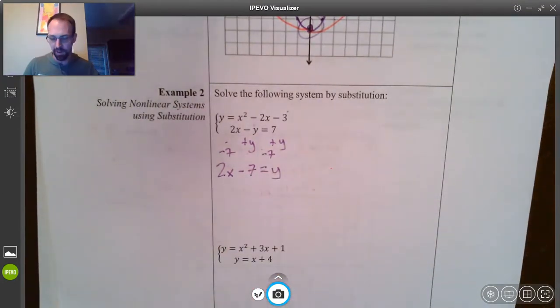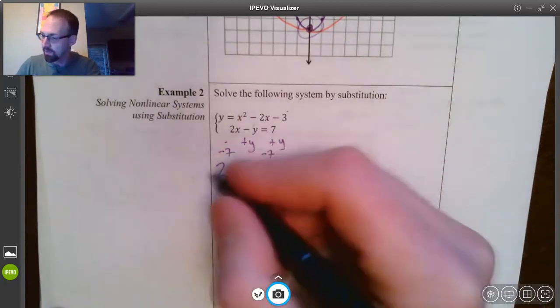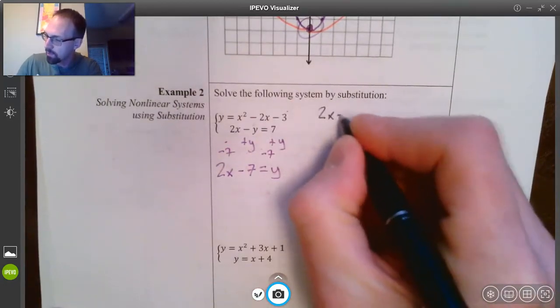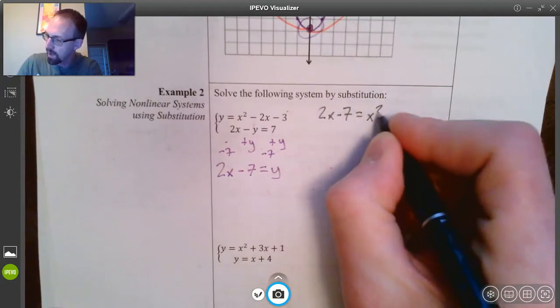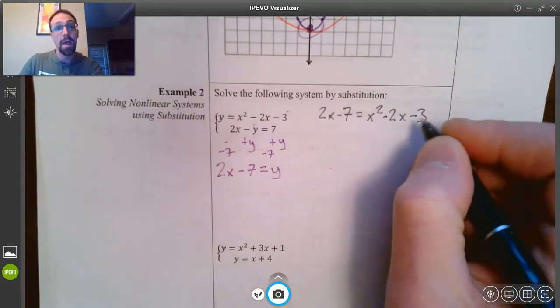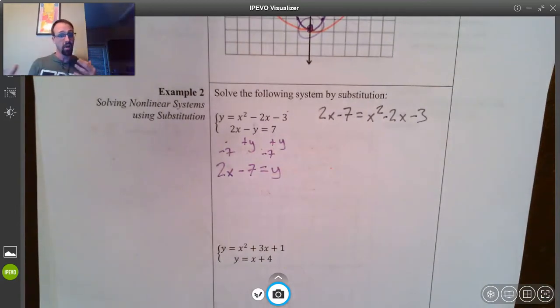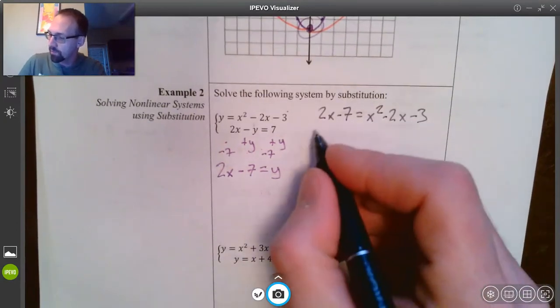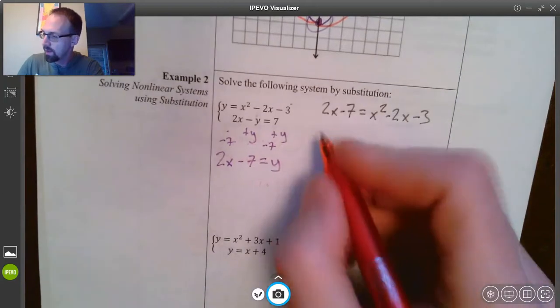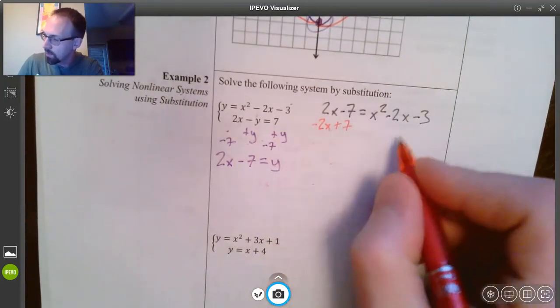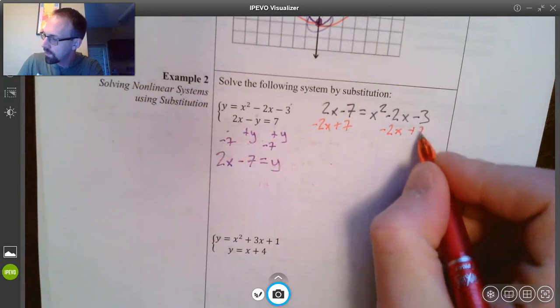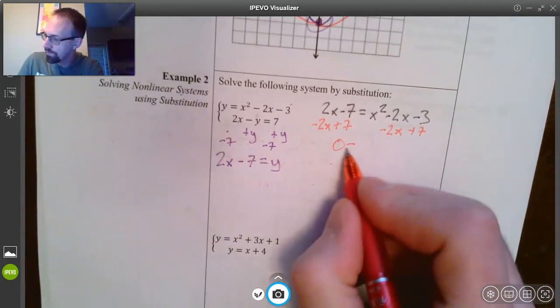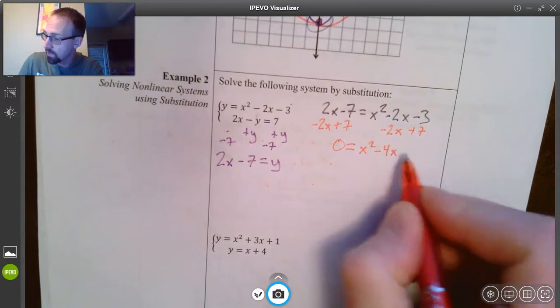Now when I combine them into one equation, it's a lot easier to see because I'm going to have 2x minus 7 is equal to x squared minus 2x minus 3. Remember, there are other ways you can go about solving or combining these. You just want to make sure you have a leading coefficient of 1 for your highest degree power. So I'm going to move these to the other side by subtracting 2x on both sides and adding 7 on both sides. So that's going to give me 0 equals x squared minus 4x plus 4.